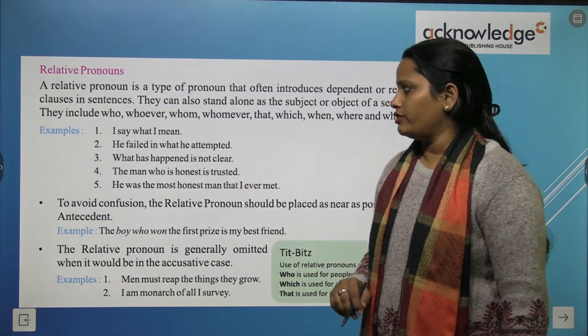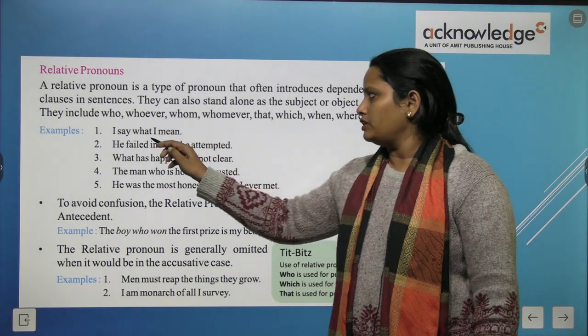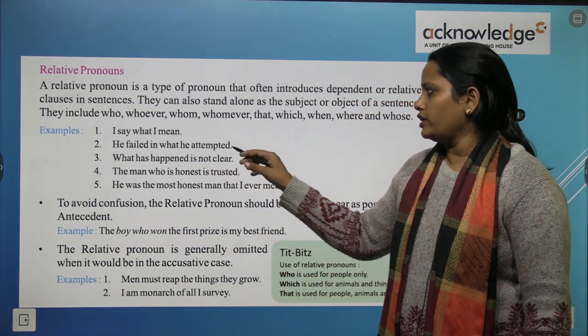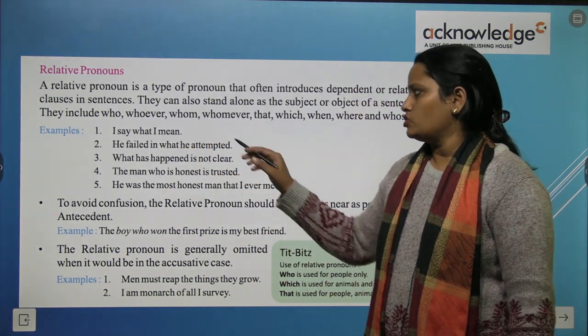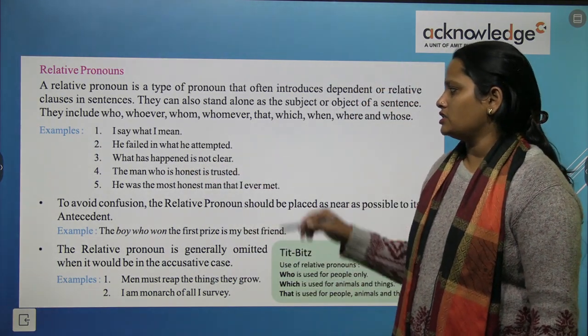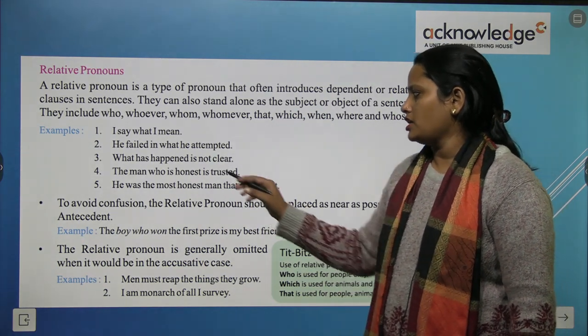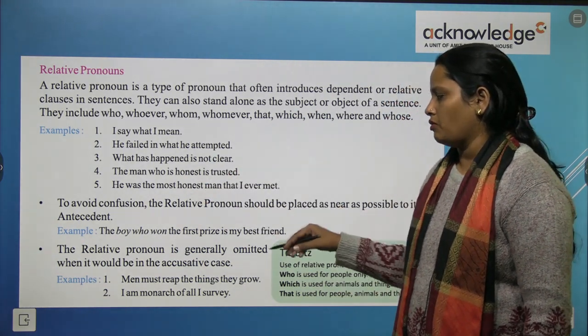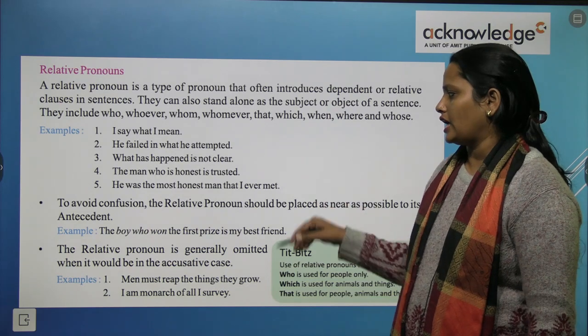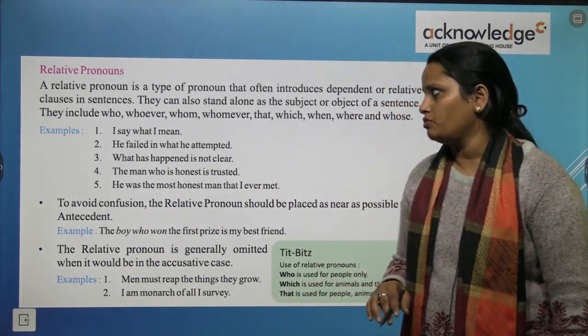So here the first example is I say what I mean. So here we have used what. He failed in what an attempt. So here again we have used what. What has happened is not clear. The man who is honest is trusted and he was the most honest man that I have met. So here that is used as relative pronoun.